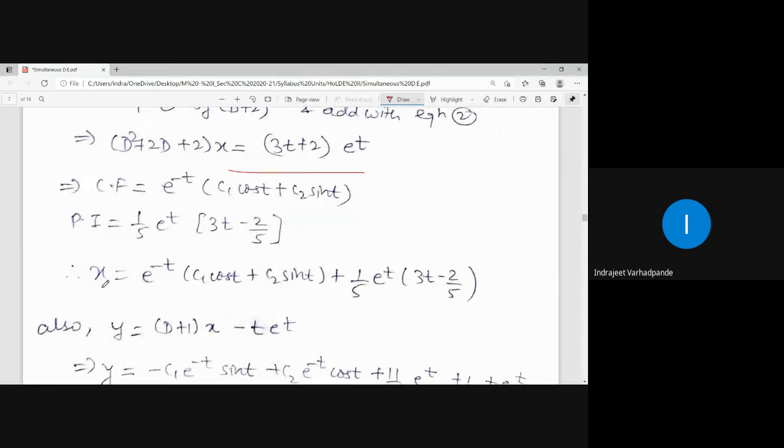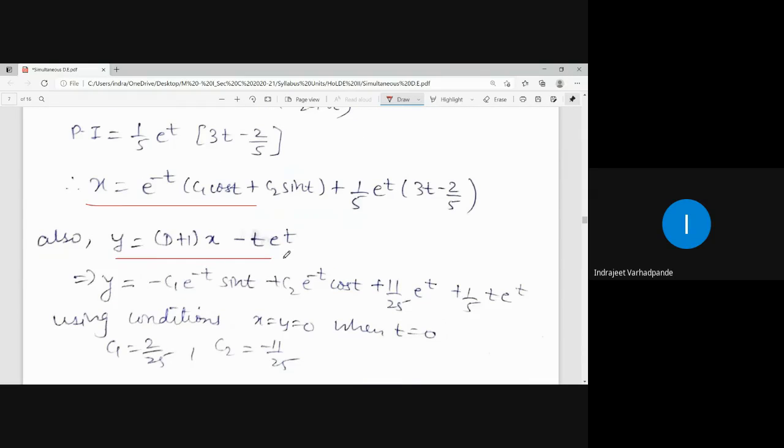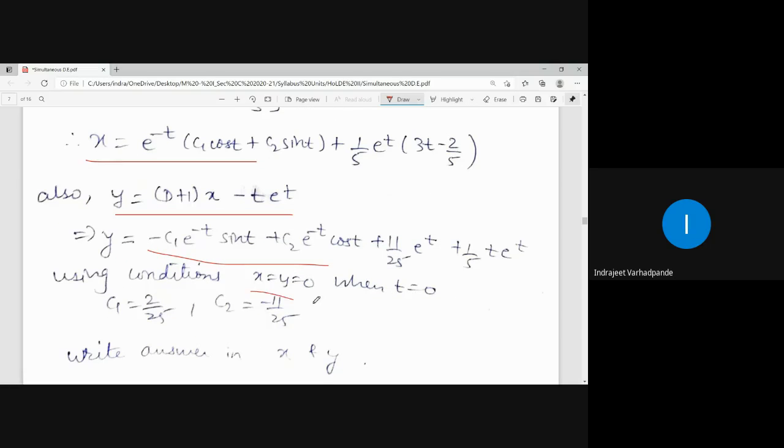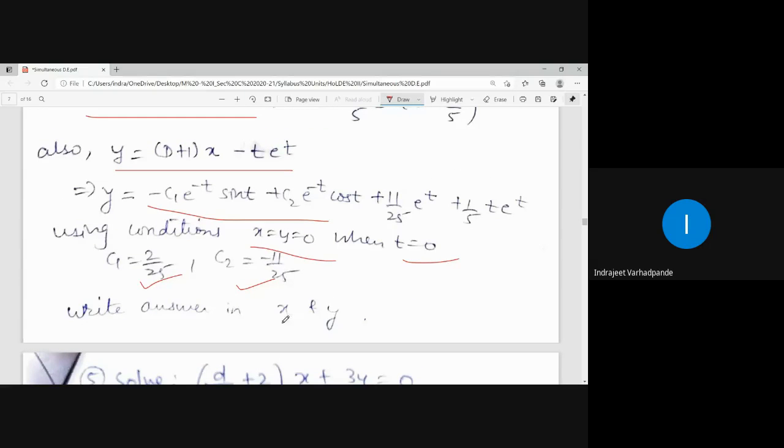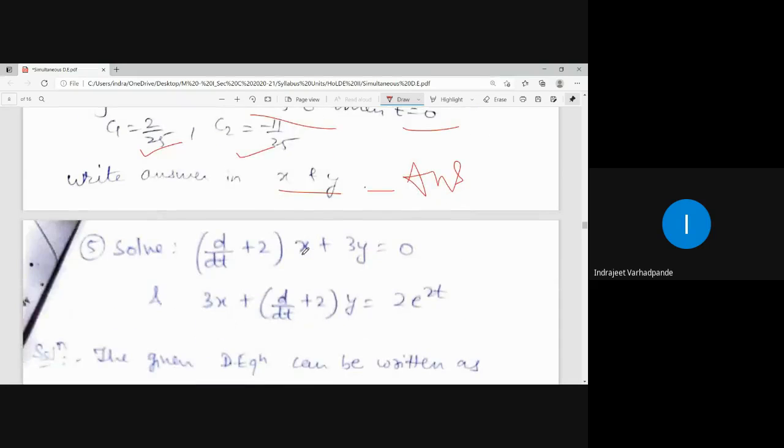Initially, after eliminating y, I am getting the value of x. Using any one of the equations for y, it gives you the value of y. Certain conditions are imposed, say x equal to y equal to 0 when t is equal to 0. I get the values of C1 and C2. Substituting those values of C1 and C2, you get the final answer for x and y. Kindly go through this example which is provided in the PDF or the notes shared with you.